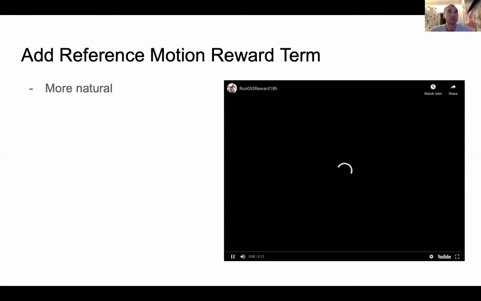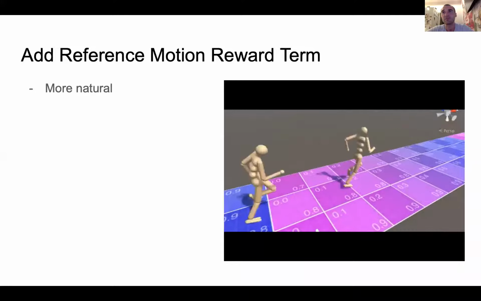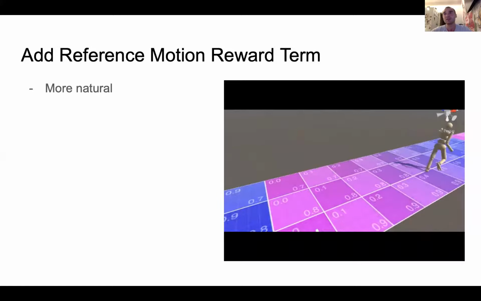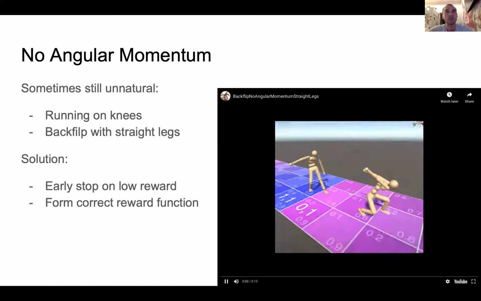So the solution to that is to add a reference motion reward term. Here on the video, the reference motion is to the right, and to the left is the simulated character. So you can see the character to the left looks a bit more realistic than previously.